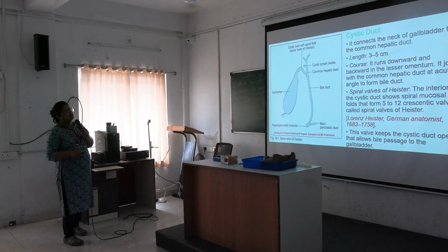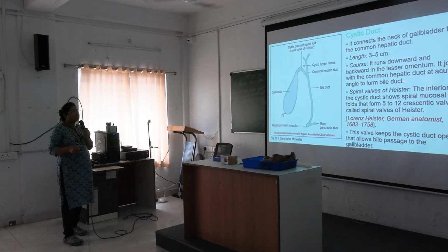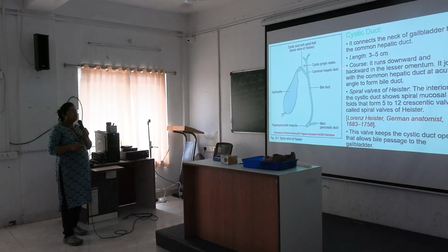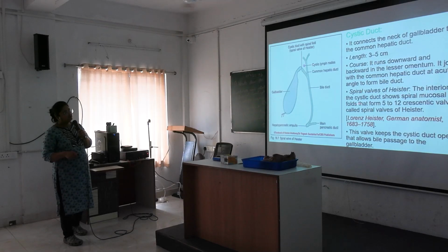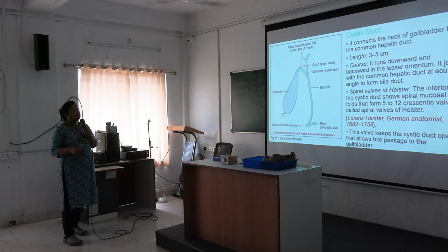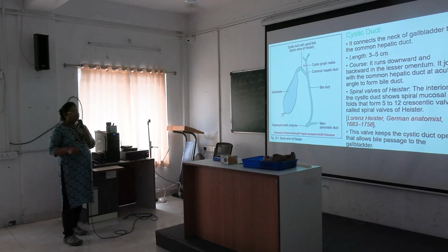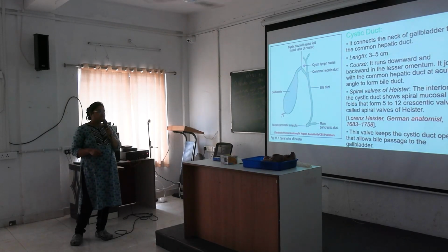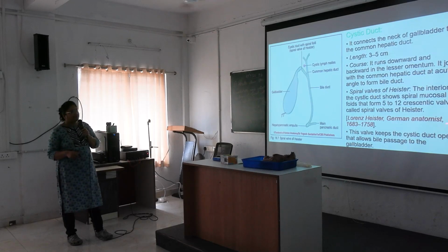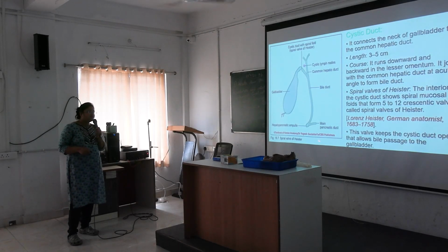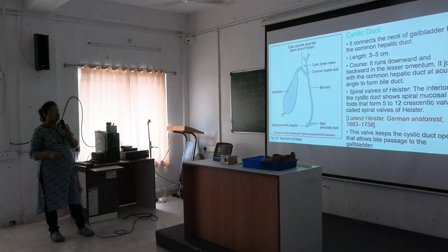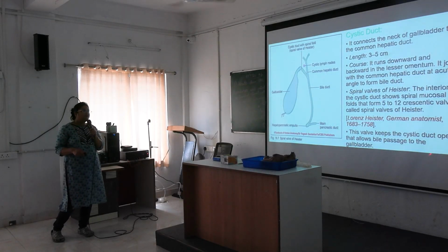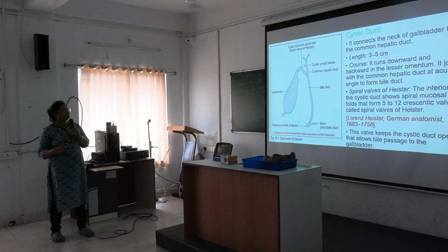Course: it runs downward and backward in the lesser omentum, joins with the common hepatic duct at acute angle to form the bile duct. Spiral valves of Heister: the interior of cystic duct shows spiral mucosal folds, and that forms 5 to 12 concentric valves called the spiral valves of Heister, named after German anatomist Lorenz Heister. This valve keeps the cystic duct open, and that allows the bile passage to the gallbladder.